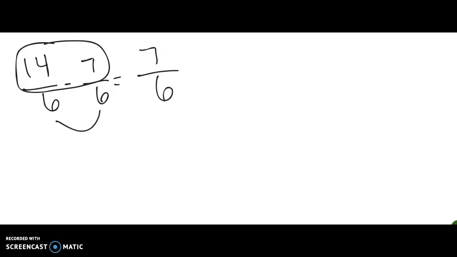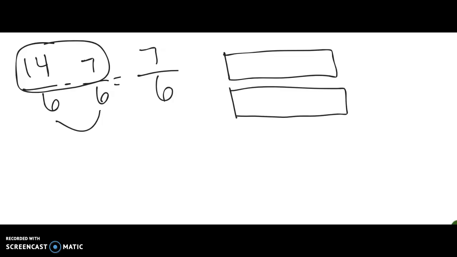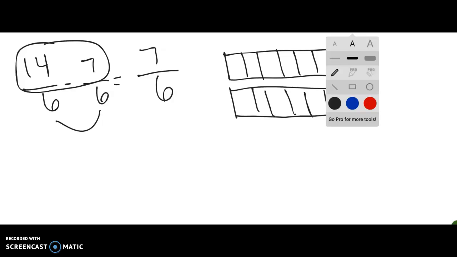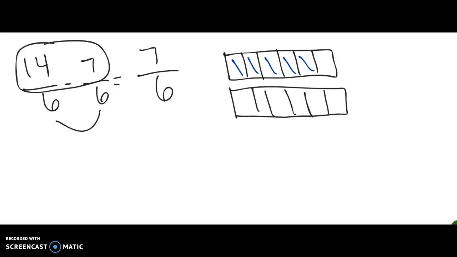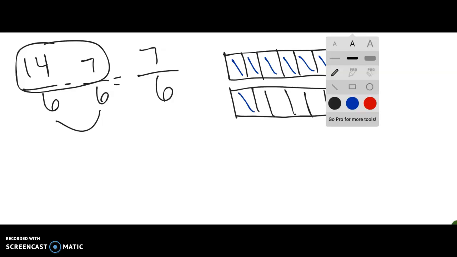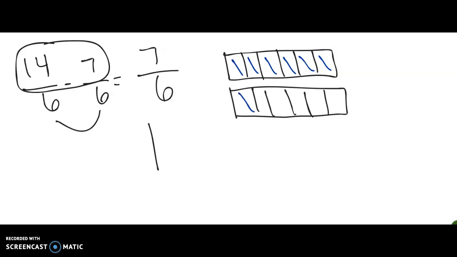Now it is an improper fraction, so no worries, just go ahead and draw your two shapes and find out what the mixed number is. So 1, 2, 3, 4, 5, 1, 2, 3, 4, 5. That's 6 pieces total. So let's go 1, 2, 3, 4, 5, 6, 7. We know that we have one whole, and 1/6. That's our denominator.